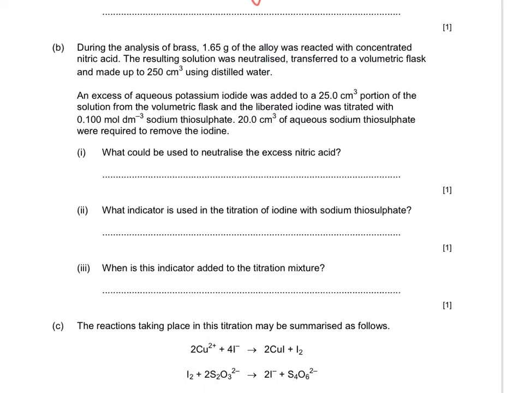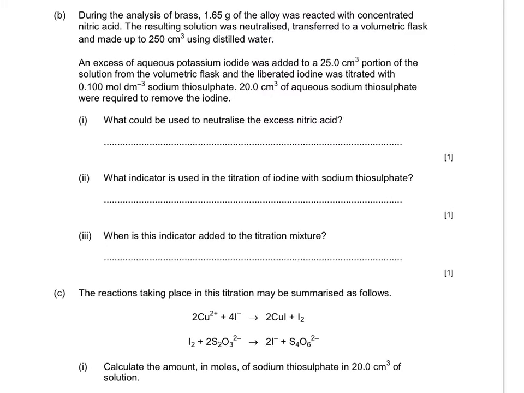So let's now look at the analysis part. It says, during the analysis of brass, 1.65 grams of the alloy. I'm going to highlight that automatically, because what I'm doing at this point is just collecting pieces of information that I know will be useful and I'll need to use at some point.